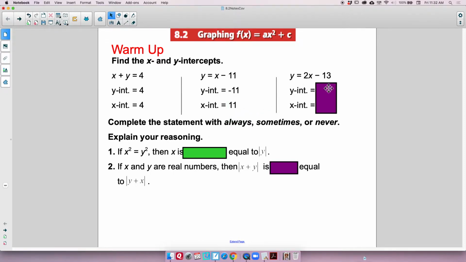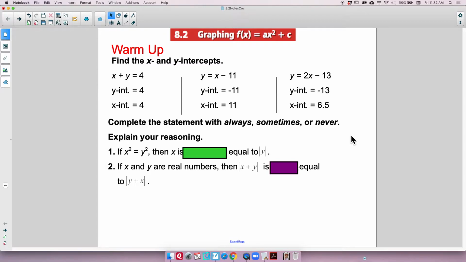Okay. And then here, again, slope-intercept form. So we know the y-intercept is negative 13. And to figure out the x-intercept, we set y equal to 0. We would add 13 to both sides, divide by 2, and get 6.5, or 13 over 2.